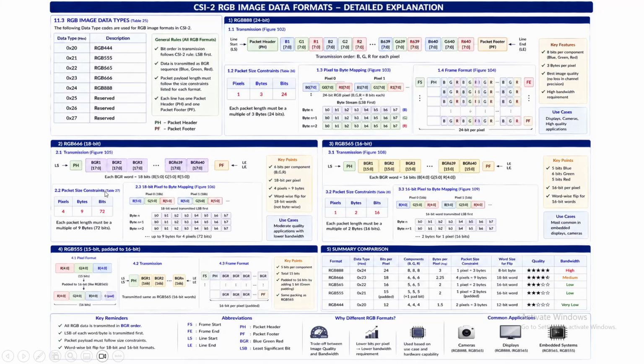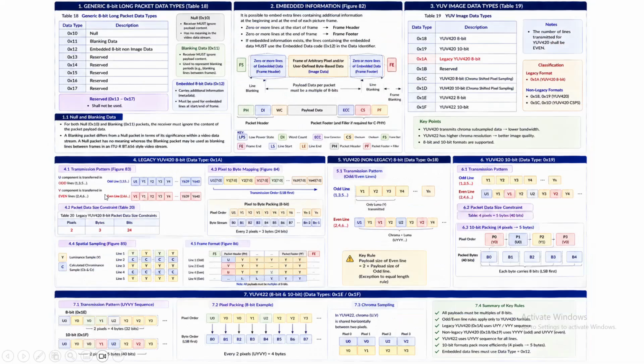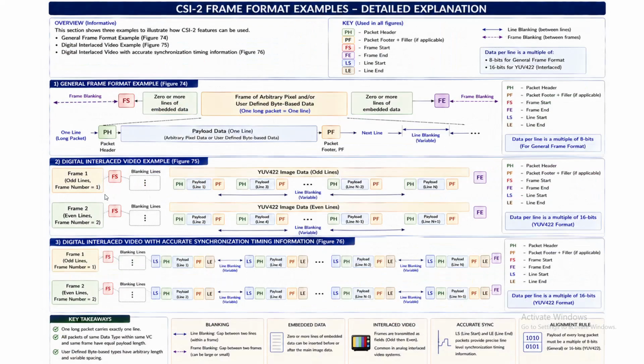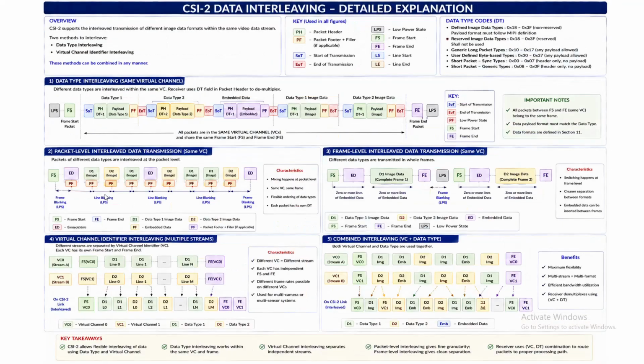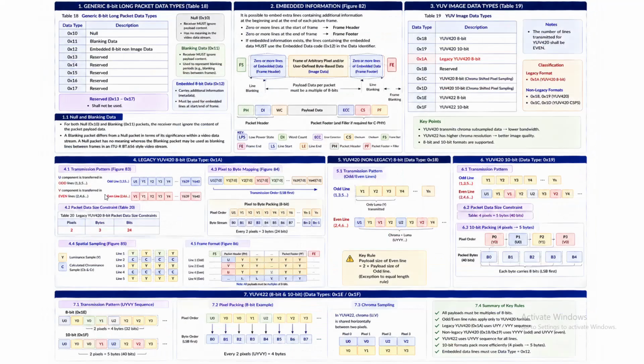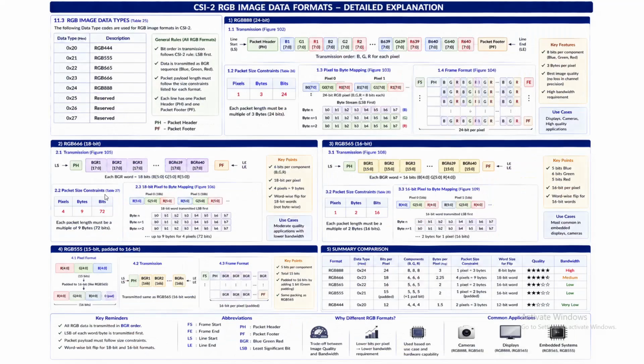Up to yesterday's class, we have discussed packet structure, the RGB model, data interleaving and frame formats, and how these frame formats are transmitted from the transmitter section to the receiver section. So all these things we have discussed. Today we will go through the CSI RGB image data formats, and not only RGB, we will go through the YUV model and the raw model also.